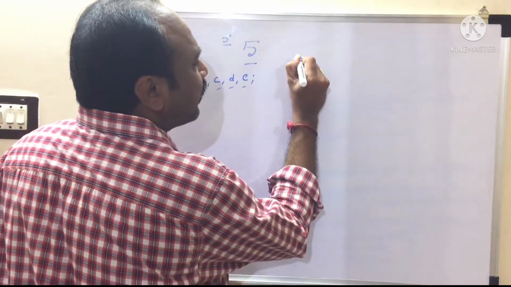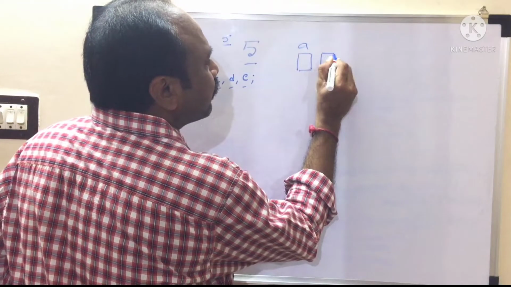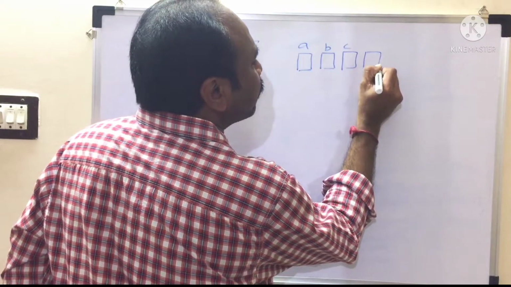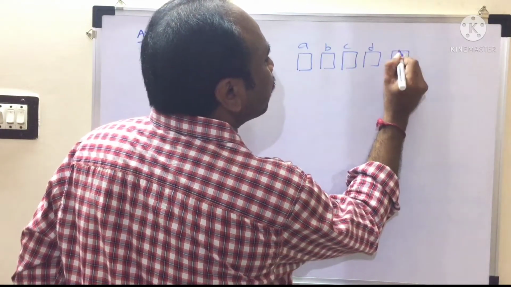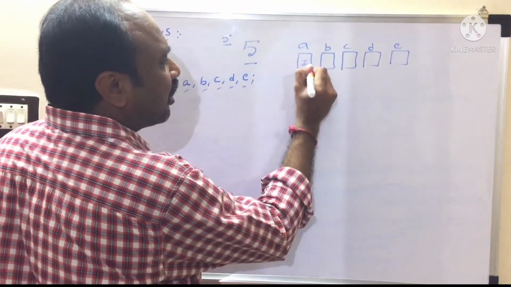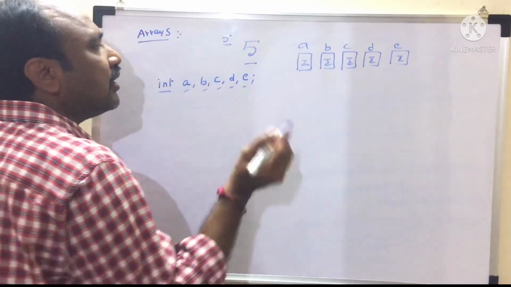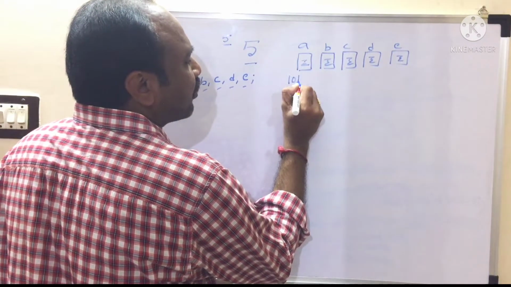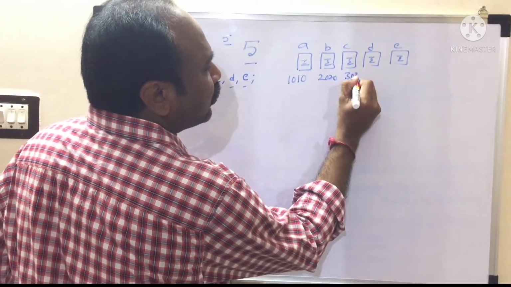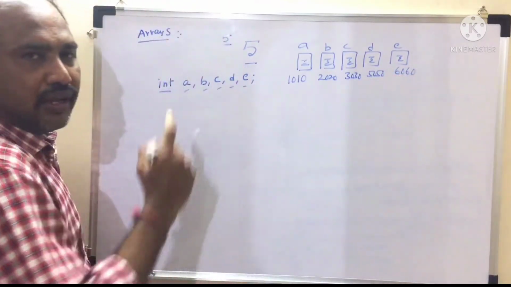If you use it like this, what will happen? The first variable is A, the second variable is B, third variable is C, fourth variable is D, fifth variable is E. Actually, I haven't stored any data. By default, what values are there? Unknown values, garbage values, are stored. In the same way, every variable has an address. The first value is stored at address 1010, then 2020, 3030, 5050, 6060. They will be stored like that.